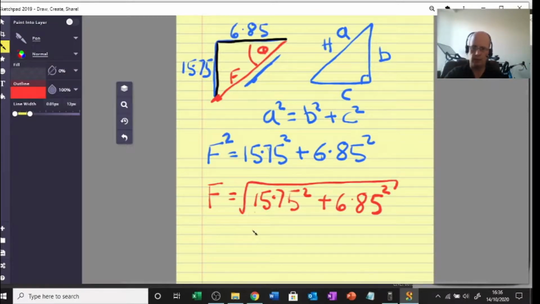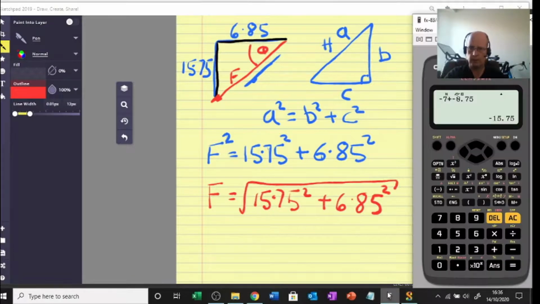So on your calculator, do this. Do it all in one go if you want to. Press that button there, and then go to 15.75 squared plus 6.85 squared. Press the button. 17.17. We'll have that, shall we? That'll do me.